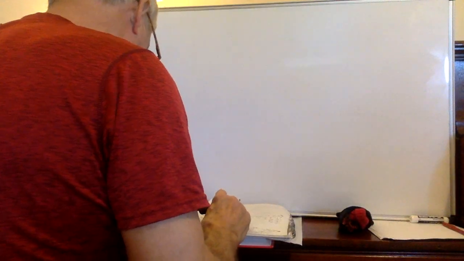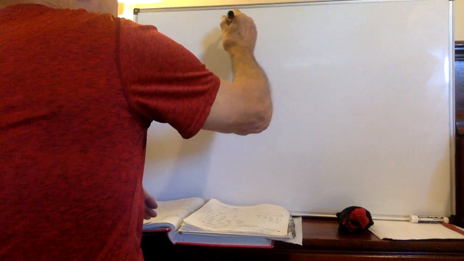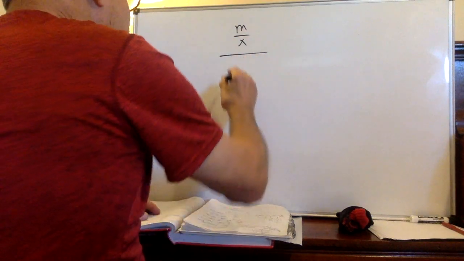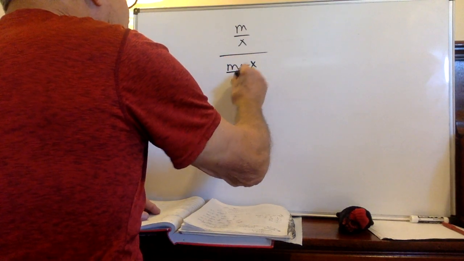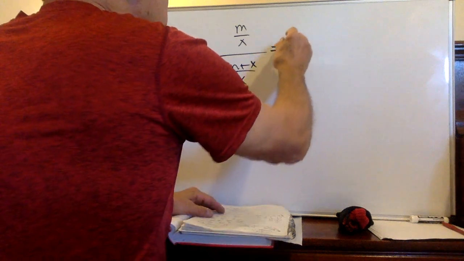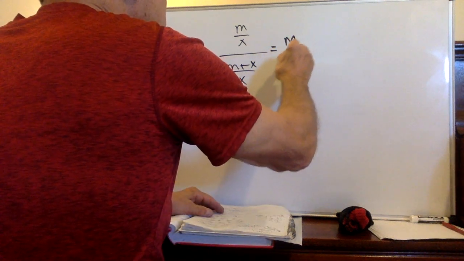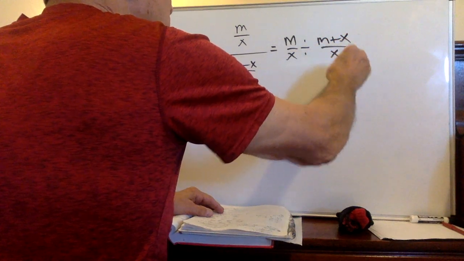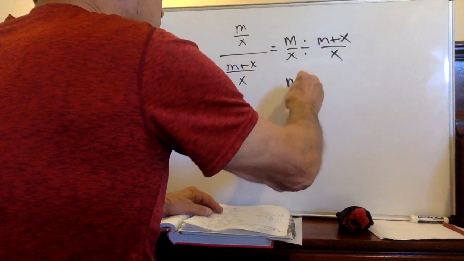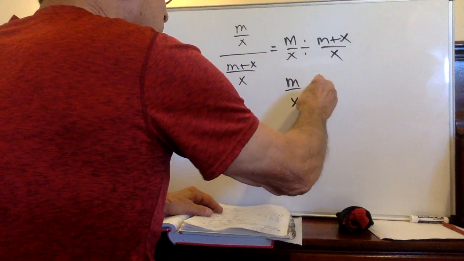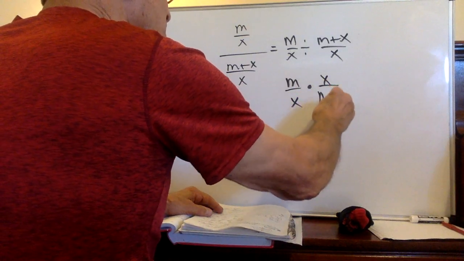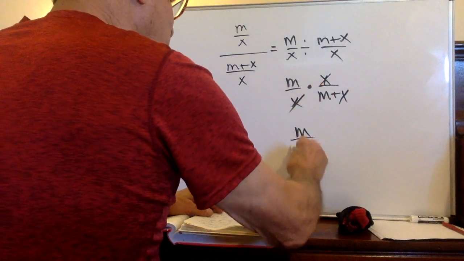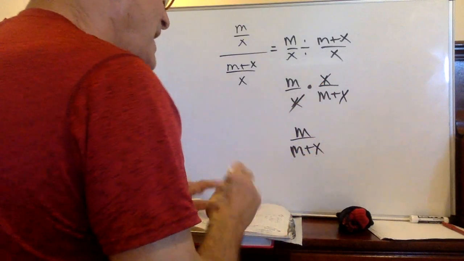Number 17, a complex fraction: m over x divided by m plus x over x. Again, realize this is m over x divided by m plus x over x. When you divide by a fraction, you invert the fraction you're dividing by, and it becomes multiplication. That and that cancel, and you're left with m over m plus x.